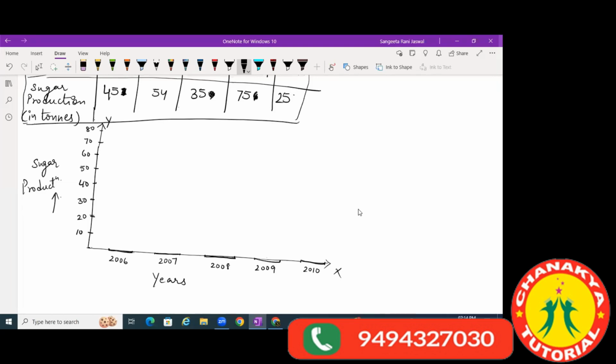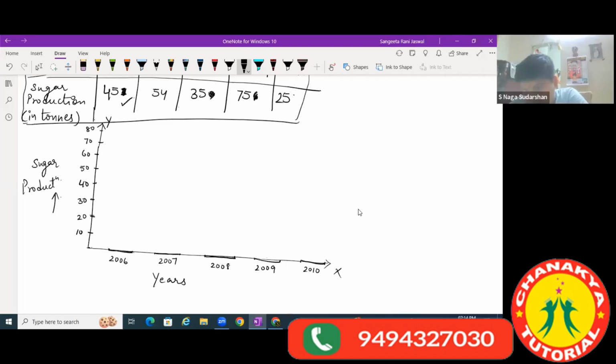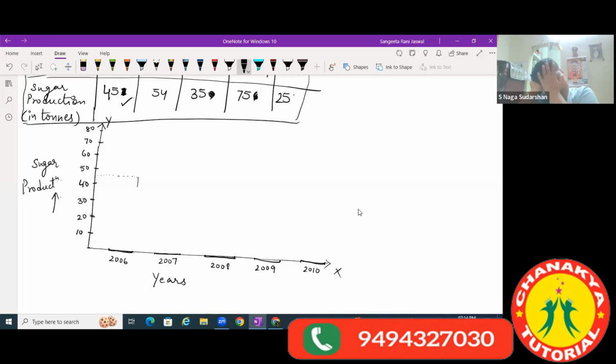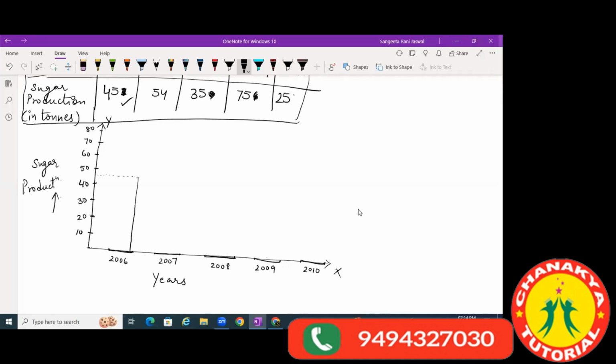Right, children? Yes, ma'am. Okay, now see, in 2006 the sugar production was 45 tons. Right? 45 tons means 45 lies between 40 and 50. So I'll mark it here like this. Do we need to draw the dotted line? No, you don't need to draw, because you already have small lines in your graph. Yes, ma'am. I don't have, so I'm making it. Okay, so this is a bar. I will join it here with this bar here. Right?